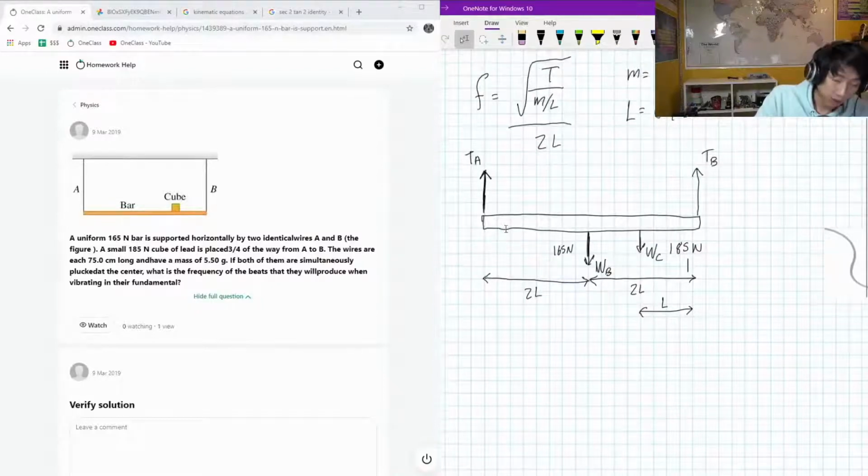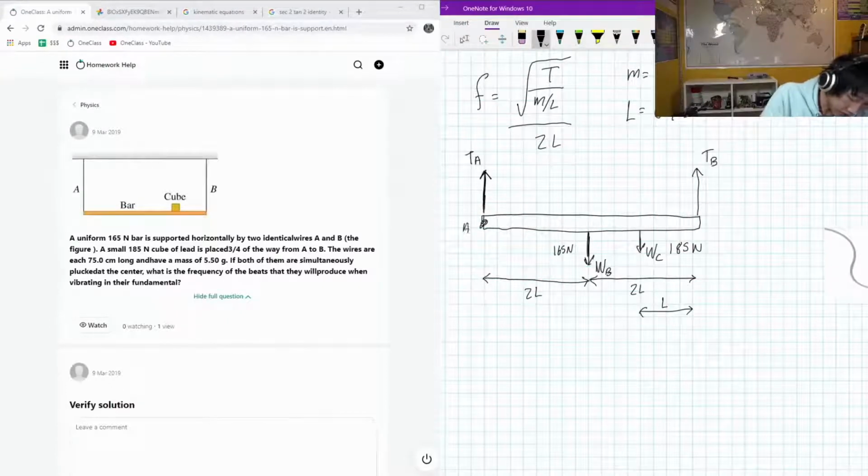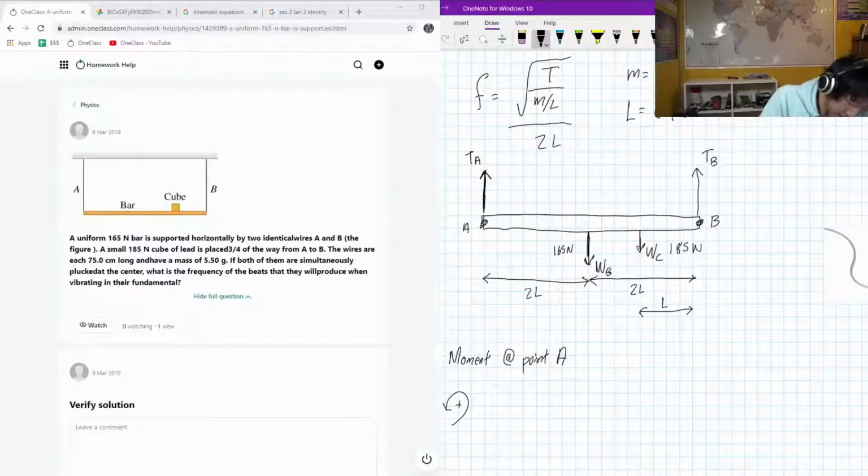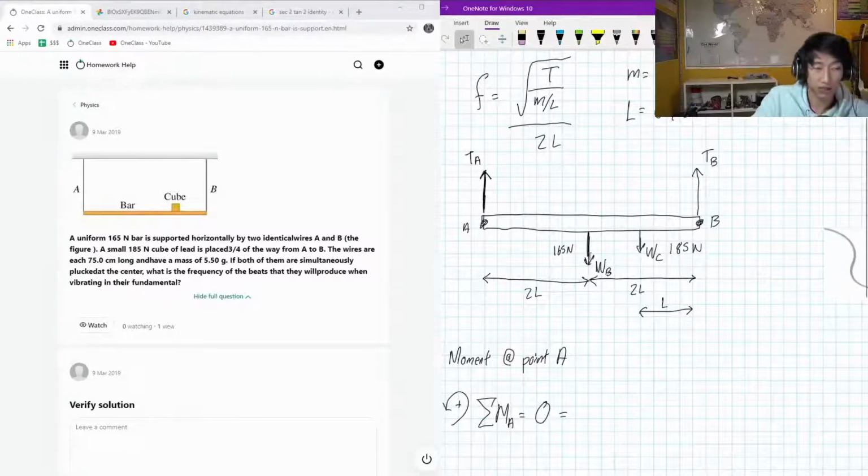Okay, so to find the moment, let's first take the moment about point A. So here can be point A, here can be point B. So moment at point A. Let's say counterclockwise is going to be positive. The sum of all moments about point A has got to be 0. And we're going to see who's going to cause us to try to rotate. That's what the moment is, our tendency to rotate.